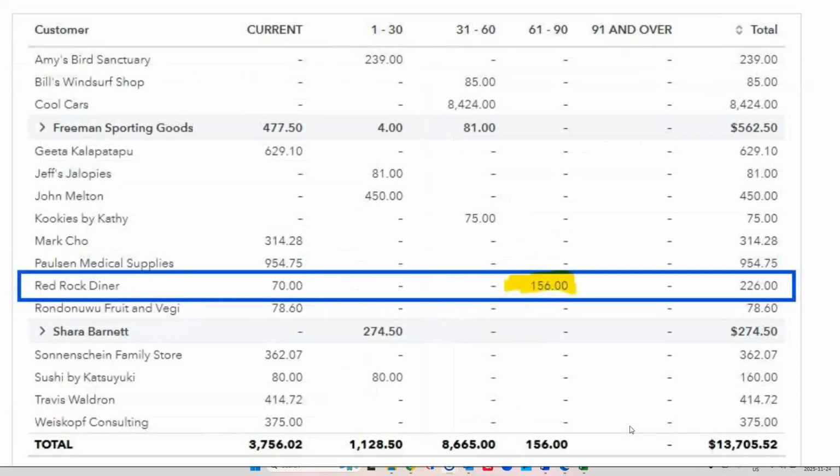You can see here I have an accounts receivable report that shows the Red Rock Diner have a very old amount of $156. So this is why I chose to do a doubtful accounts for that one. If you're looking at your accounts receivable report regularly, then you'll be able to see if something's getting old. Now, given that we've done some work for them quite recently and they've got a very new invoice here, they most likely will pay. But just in case you may have an old amount, creating a provision for doubtful accounts and using a journal entry is a perfect way to deal with that.